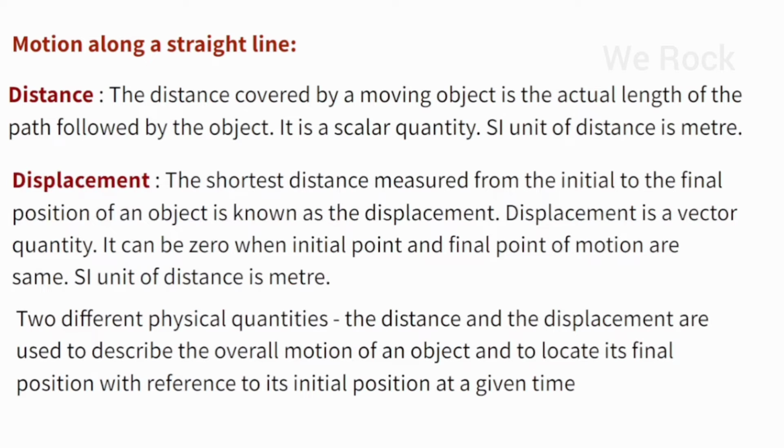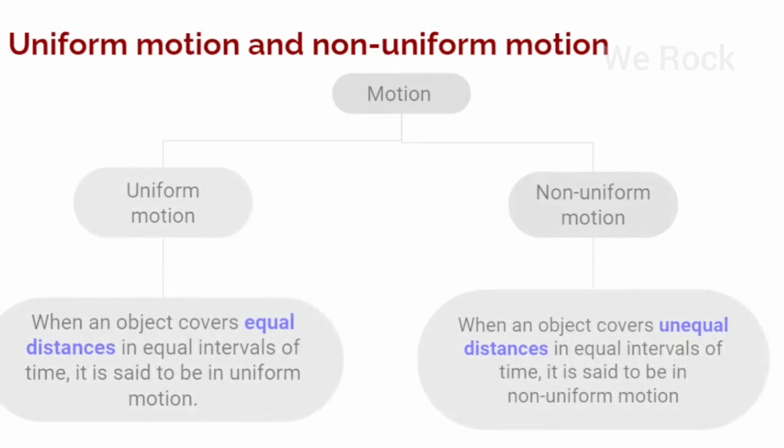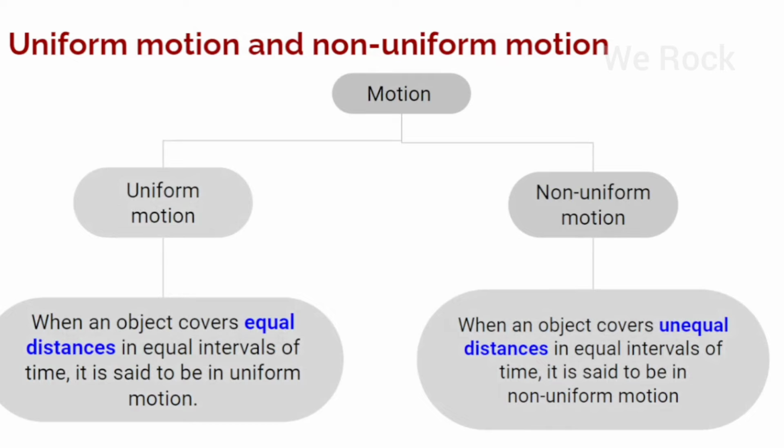Two different physical quantities, the distance and the displacement, are used to describe the overall motion of an object and to locate its final position with reference to its initial position at a given time. There are two types of motion, uniform motion and non-uniform motion. When an object covers equal distance in equal intervals of time, it is said to be in uniform motion. When an object covers unequal distances in equal intervals of time, it is said to be non-uniform motion.